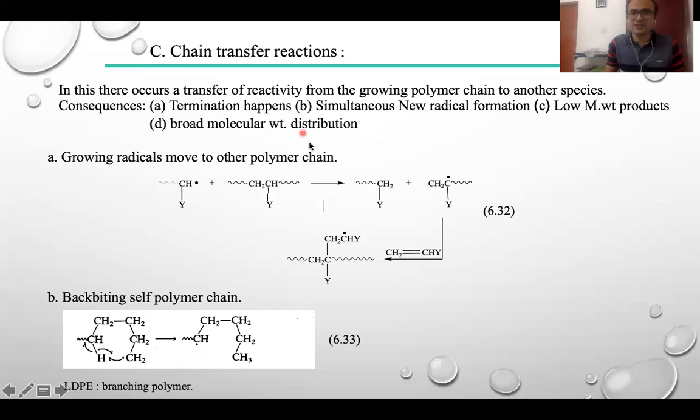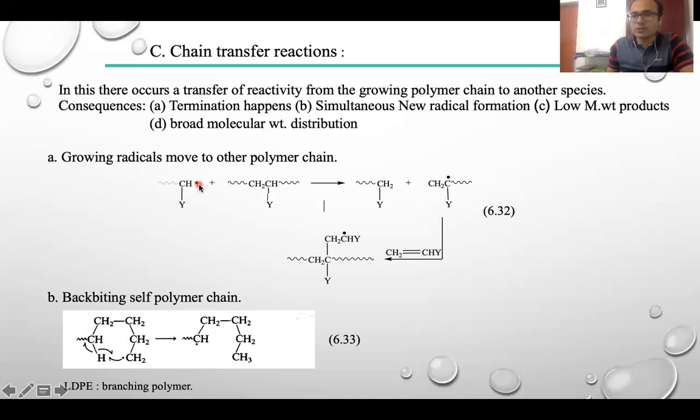So all these effects you can see are due to this particular reaction called the chain transfer reaction. This is how the growing chain can transfer its radical. In the first case, the growing radical moves to another polymer chain. Suppose a terminated polymer chain is this one. Now this is the growing chain radical.